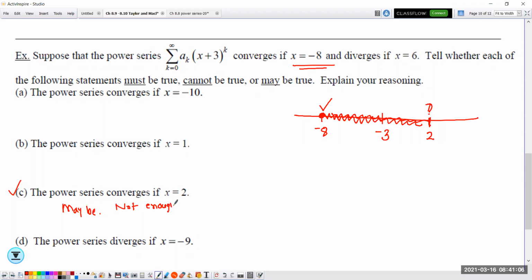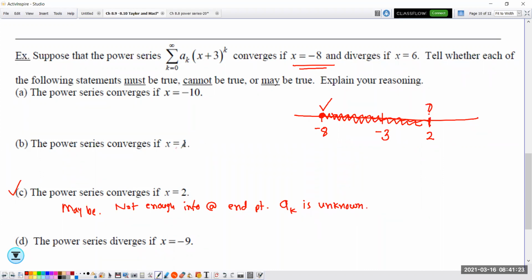Not enough info about the end point, because A of k is unknown. Do you see?